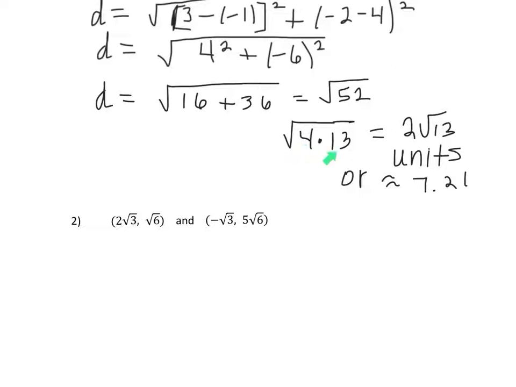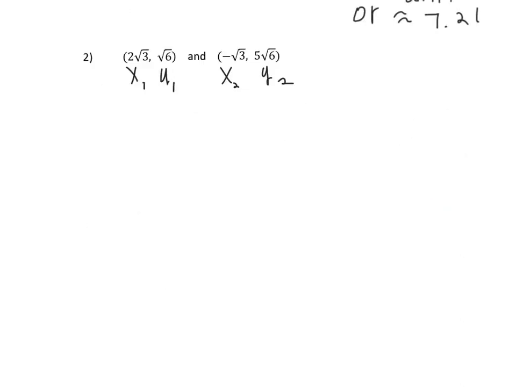52 divided by 4 is 13, so we end up with 2 square root of 13 units because there was no label, or the approximate value would be 7.21. Moving on to problem 2, label the points again, x sub 1, y sub 1, x sub 2, and y sub 2.